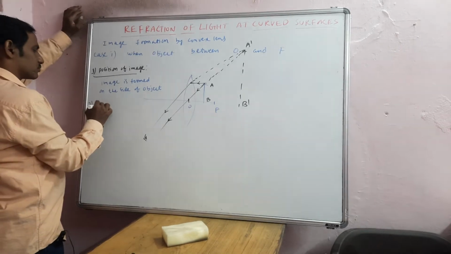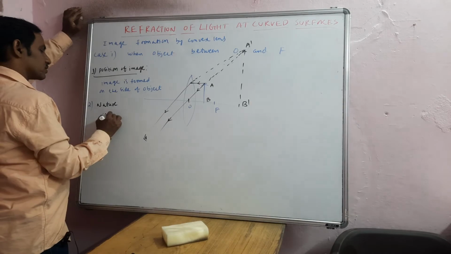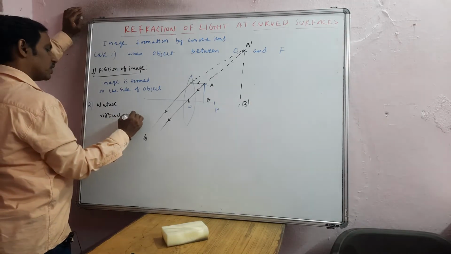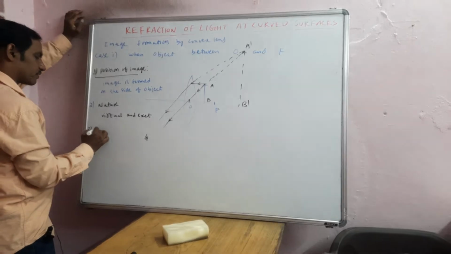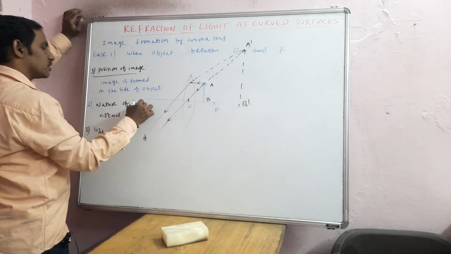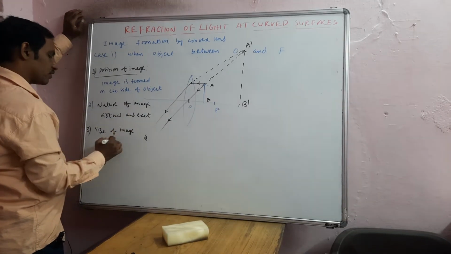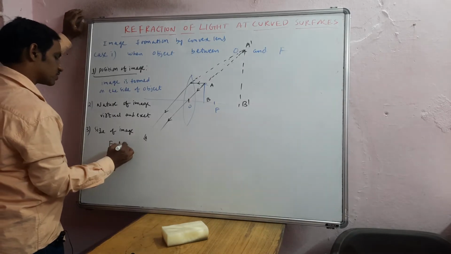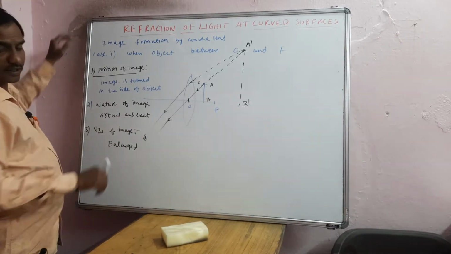What is the nature of the image? Anyhow you can see it is virtual and erect. And third case you write like this. Size, of course full name is size of image. Here also you write size of image. So what is the size? Anyhow it is magnified, or you can say enlarged. So these are the cases. In this way you write the cases for each.